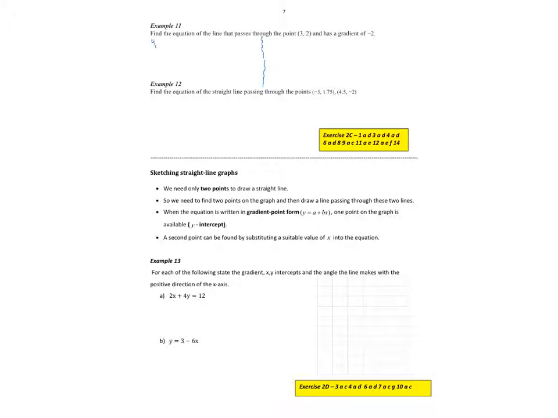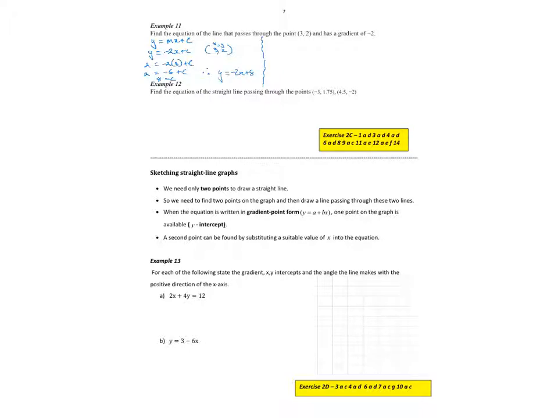Okay, so we'll see here, there are two ways we can approach finding the equation of our line. Let's work with our y equals mx plus c, which is what we're familiar with. So the gradient is negative 2, so y equals negative 2x plus c. And we go through the point 3, 2, so let's substitute that in. x is 3, y is 2, so 2 is equal to negative 2 times 3 plus c. 2 is equal to negative 6 plus c, so we take our negative 6 across and we get 8 is equal to c.